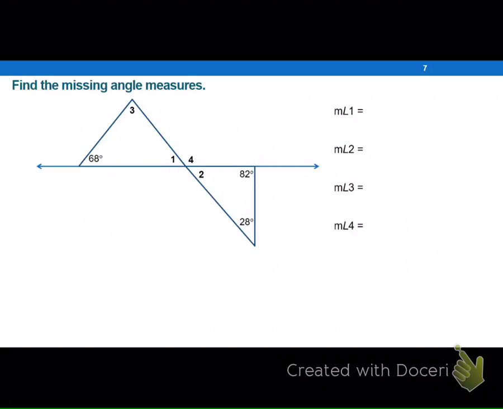Okay. Where do you want to start on this one? Tell me which angle you want to find first. Hayden. Okay, how would you find the measure of angle 2? Add 82 and 28 together. Good. So 82 plus 28, that's 10, carry the 1, is that 110? So 180 minus 110 is 70 degrees.